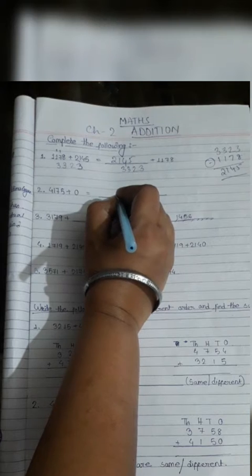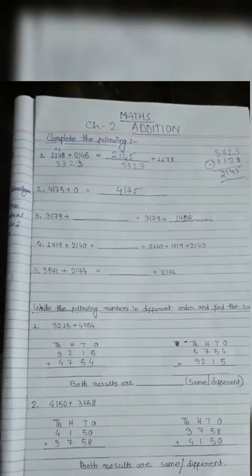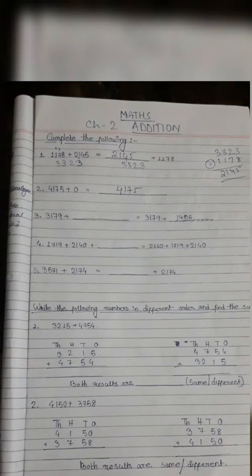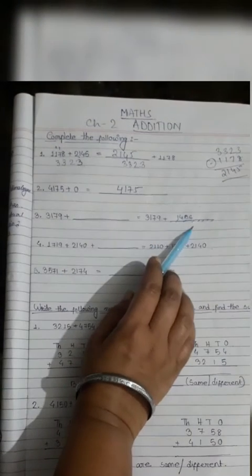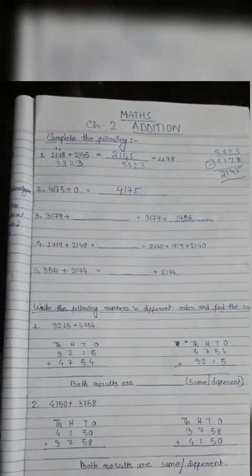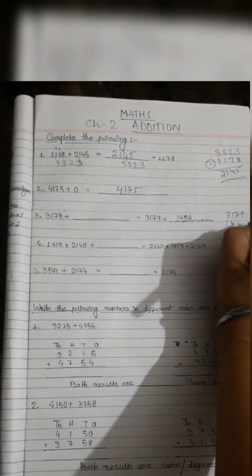So write down 4175. Next, 3179 plus dash is equal to 3179 plus 1456. Again I am telling you, in this case, see, one addend is given. 3179 plus 1456.